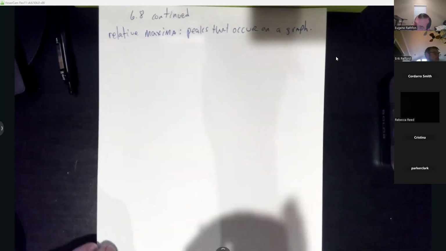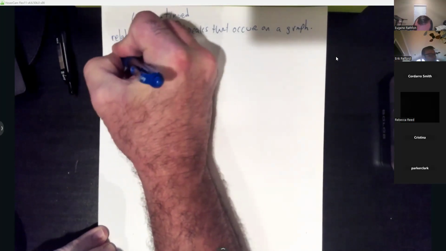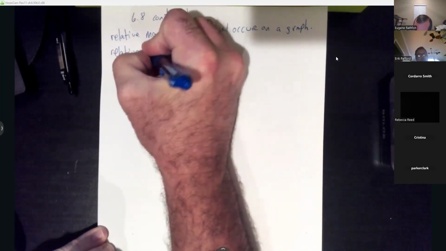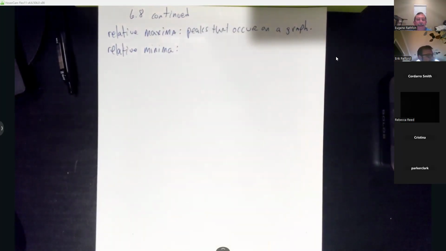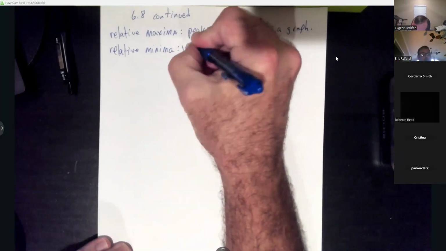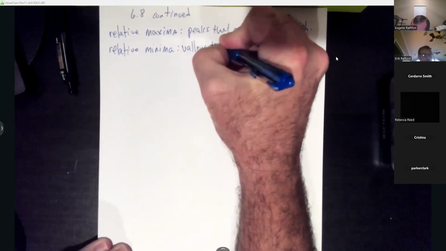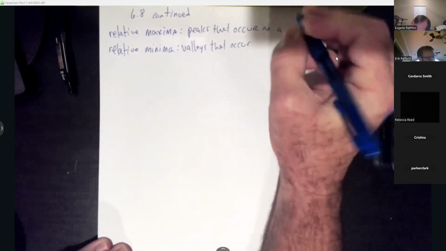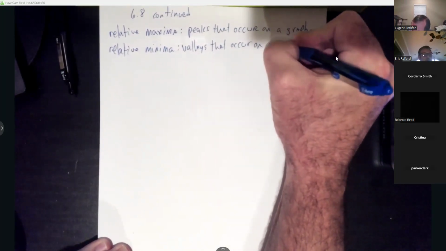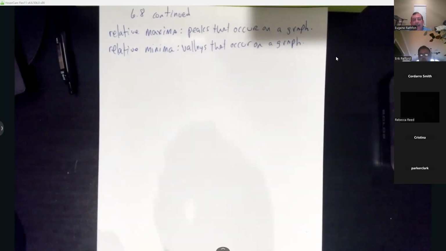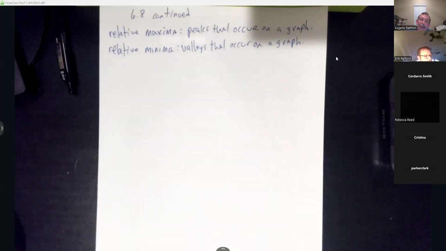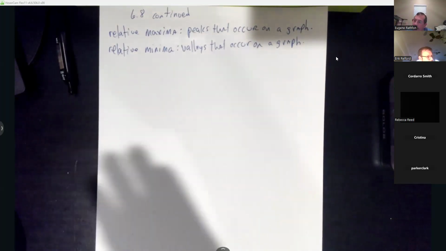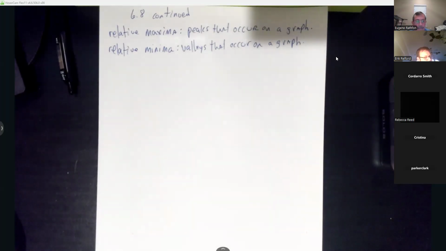All right, y'all, so then a relative minima. So a relative minima is going to be little valleys that you get in the graph. Now, this might not be the overall minimum of a graph, but it'll be a minimum for a little section that might do a dip on it, okay?